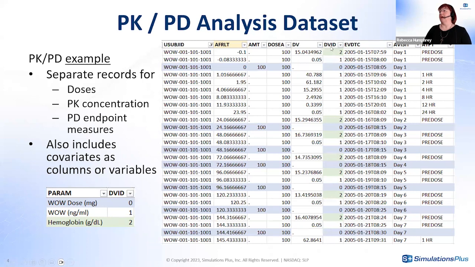The variable DVID is your record identifier. The value of 0 are dose records. The value of 1 are the PK concentration records. And the value of 2 is the PD measure. And in this case, this is representing hemoglobin. An analysis data set can get quite lengthy. It can also include covariates, as Mitali discussed, and those would be added on as additional columns, and information would be carried across your subject's records.